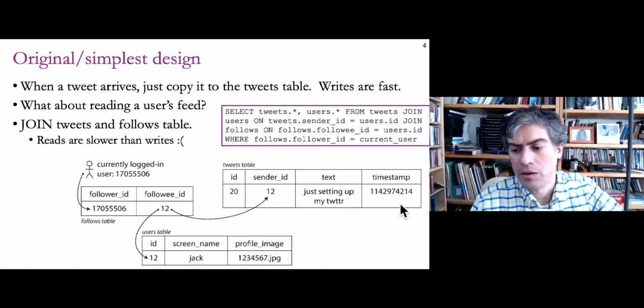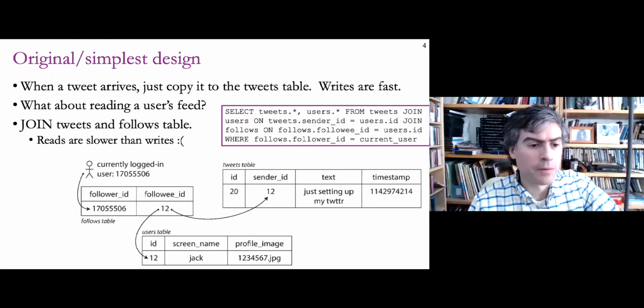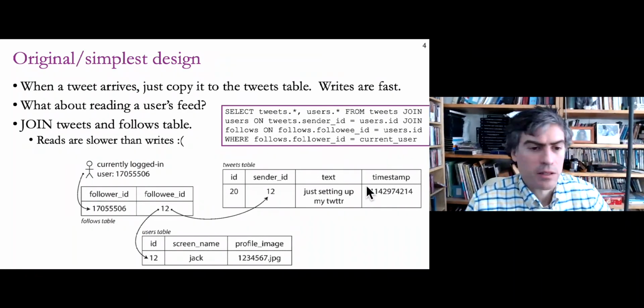Notice, just as a side note, when you see timestamps in databases and in software applications, you often will see them represented with a long number like this, which is epoch time. It's the number of seconds elapsed since January 1st, 1970, in London, Greenwich time. That's just a convenient way to represent time as an integer.